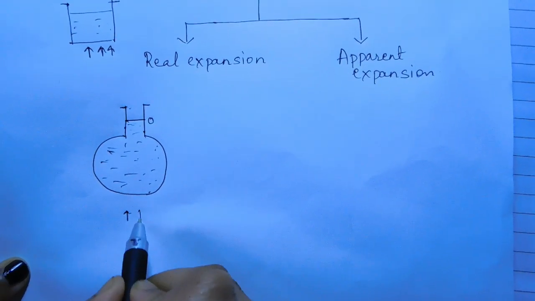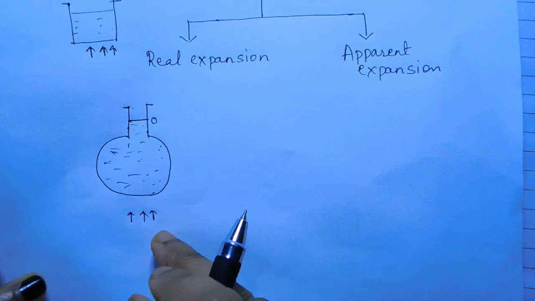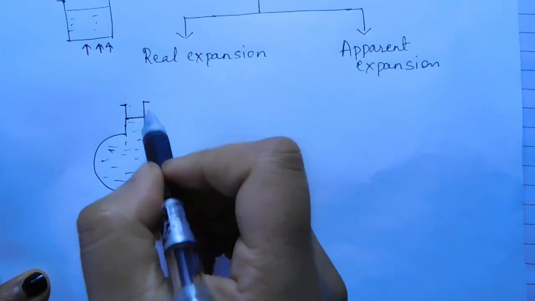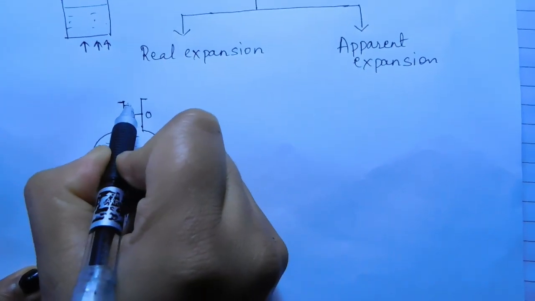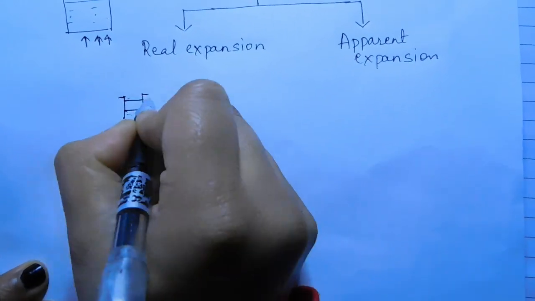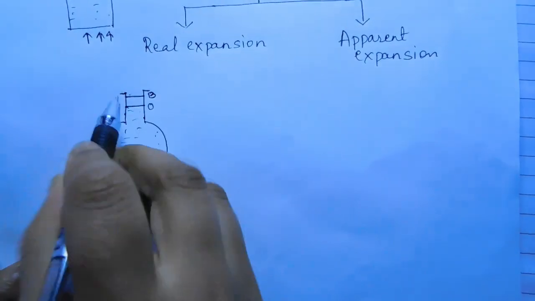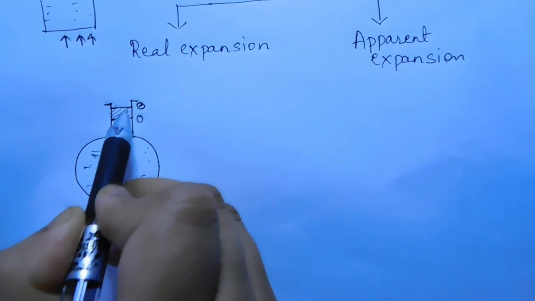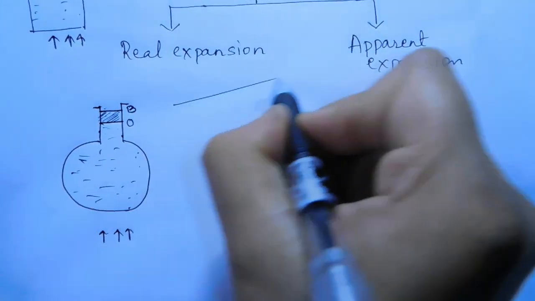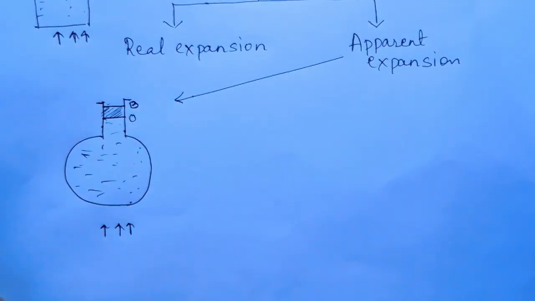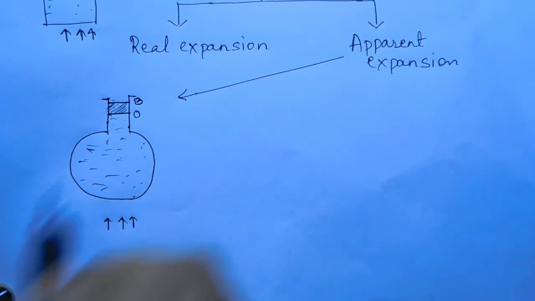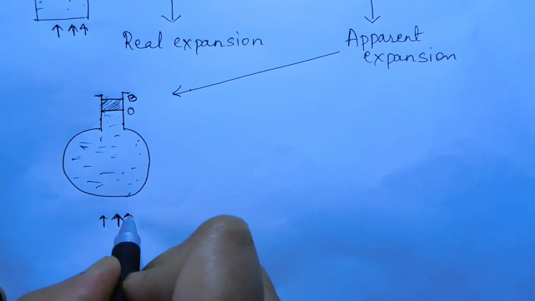Now we are going to heat the liquid. On heating, you know very well, the substances expand. So after some time, let us take the level increases to, let's mark it B. This is the increased volume of the liquid. Now this increased volume is the apparent expansion, from O to B.